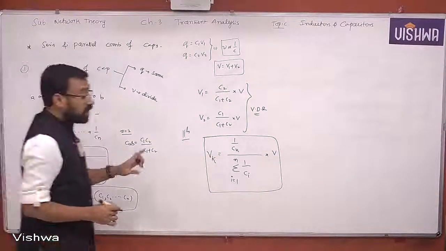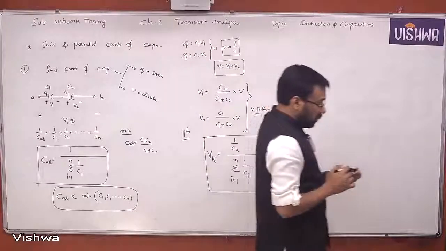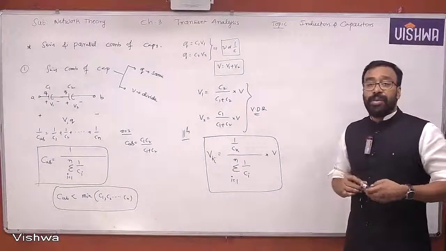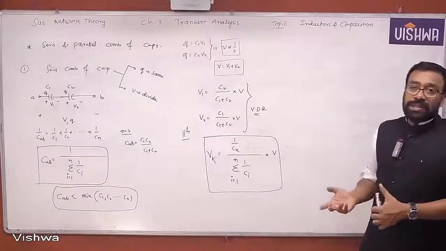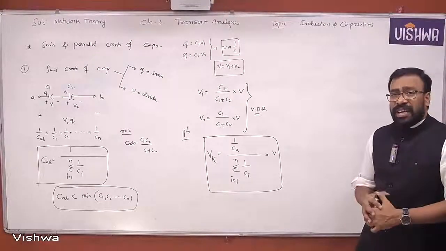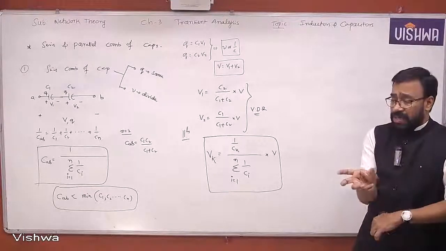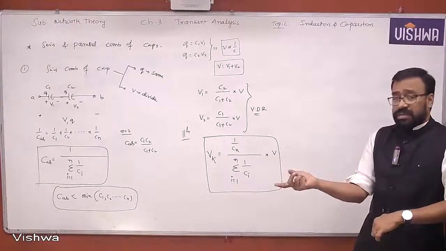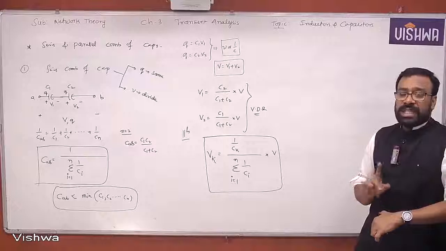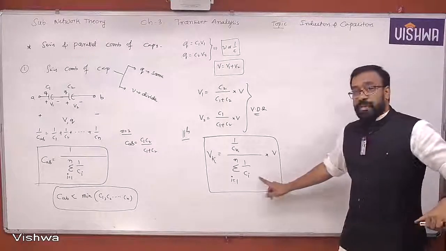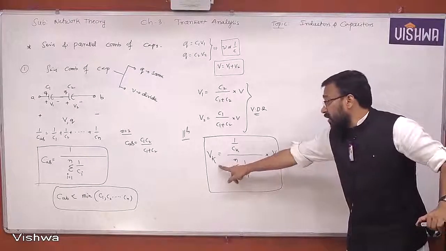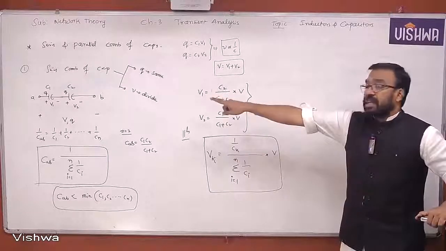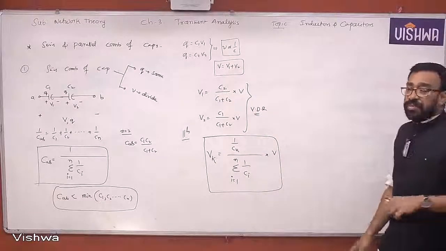You have to remember this formula because in the exam sometimes he may give you more than 2 capacitors. So you cannot really take a chance to simplify 2 capacitors first, then again the resultant with another capacitor. It will take a lot of time. Unnecessarily don't waste your time. Remember this formula: voltage across the kth capacitor when n number of capacitors are connected in series.